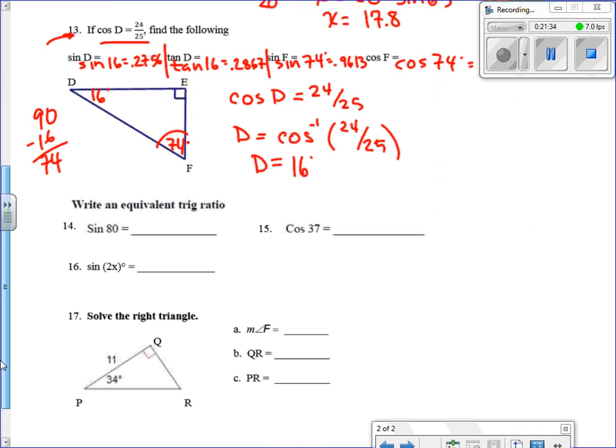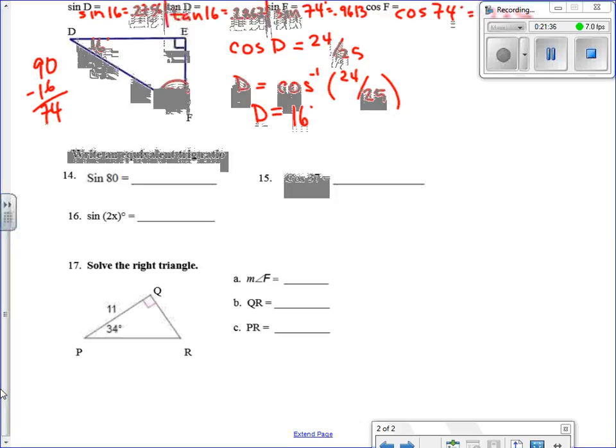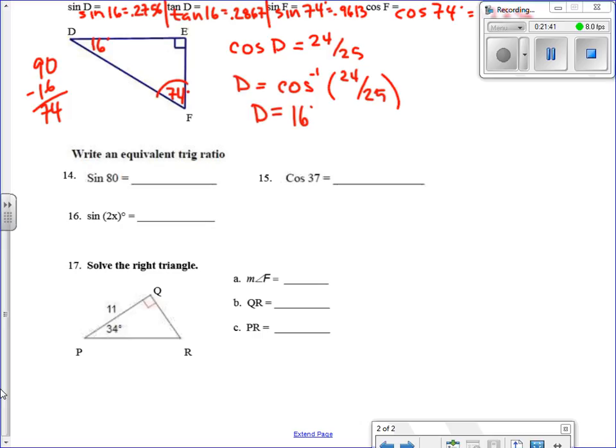So now let's look at number 14. Hey, we're almost done. Yay. Change colors here. So it says write an equivalent trig ratio. So this is the one where we had the half sheet of paper and we learned about the complementary angles. And so we would say here that the sine of 80 equals the cosine of the complement. 90 minus 80 equals 10. So this would be the cosine of 10. You're done. That's all you have to do.